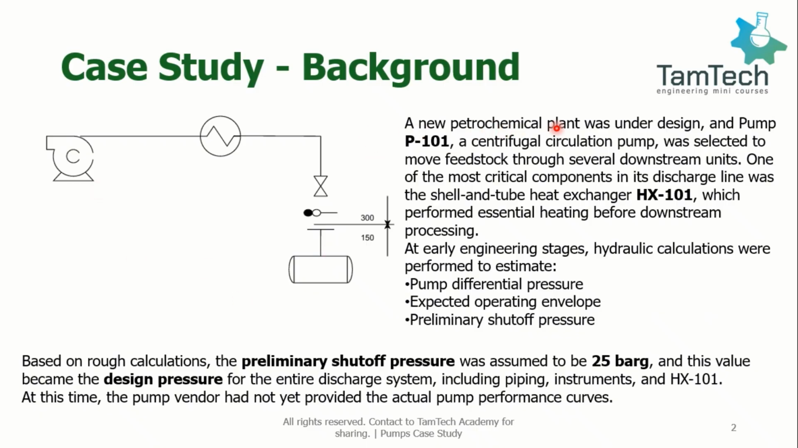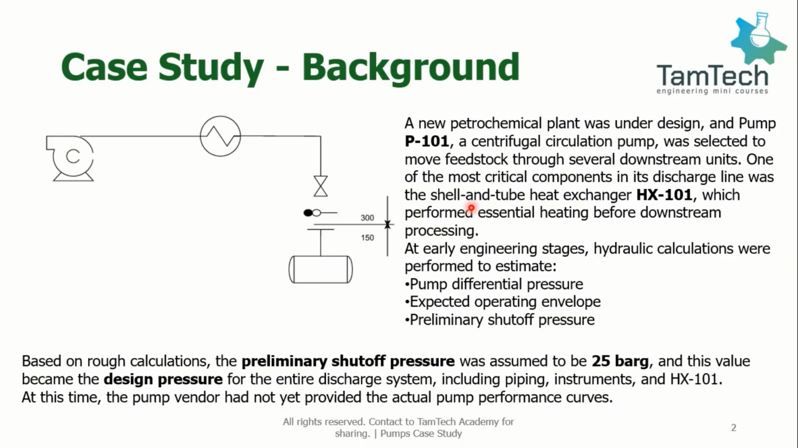A new petrochemical plant was under design and pump P101, a centrifugal circulation pump, was selected to move feedstock through several downstream units. One of the most critical components in its discharge line was the shell and tube heat exchanger 101, which performed essential heating before downstream processing.